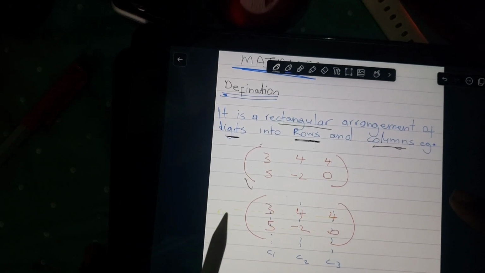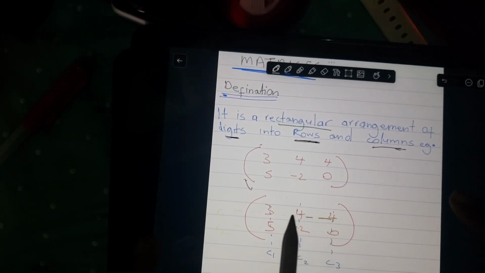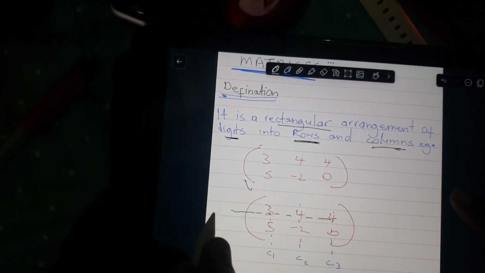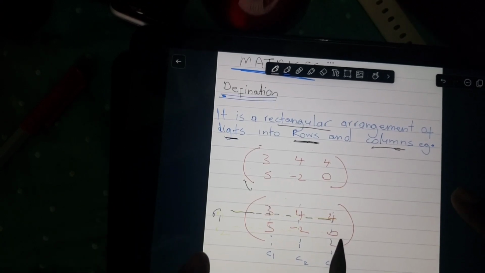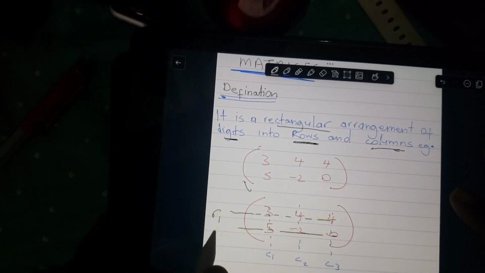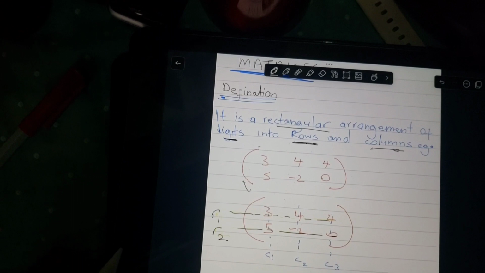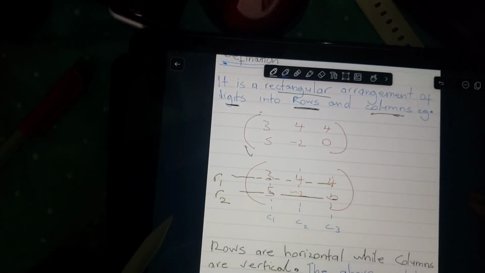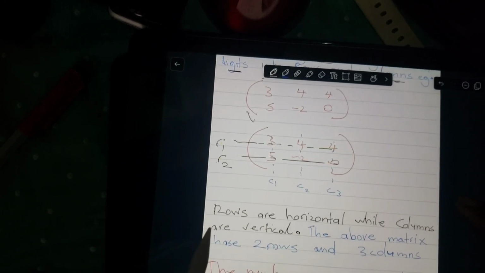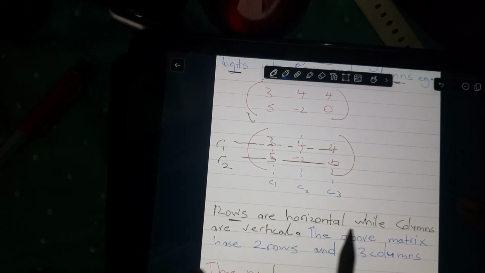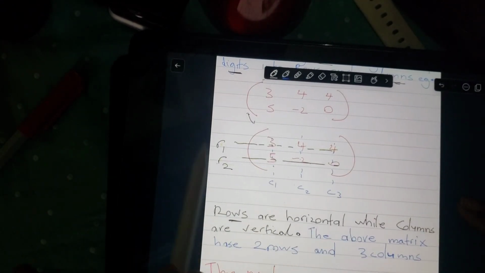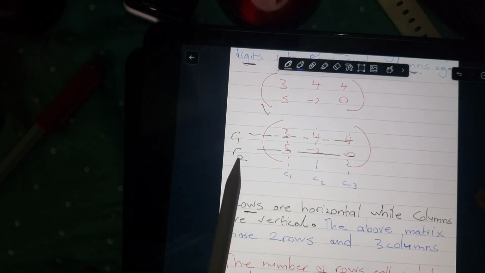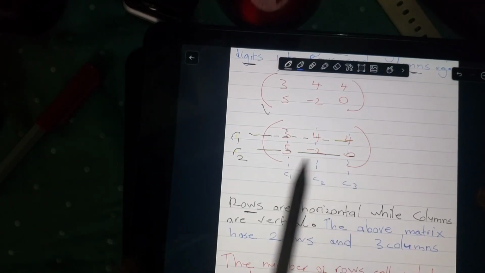As you can see from the yellow marking, this is row number 1, and then row number 2. The definition is telling us that rows are horizontal. These are the rows. So row number 1 is 3, 4, 4, and row number 2 is 5, minus 2, and then 0, as you can see.